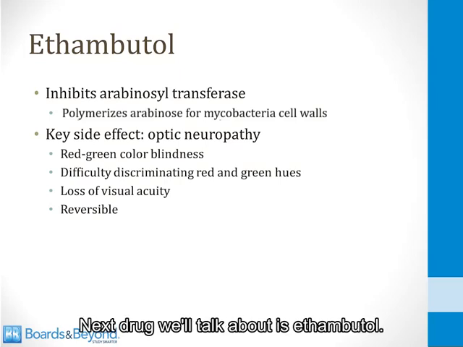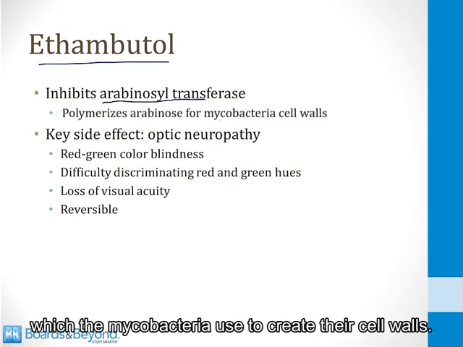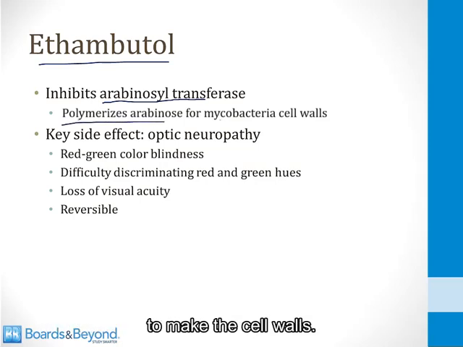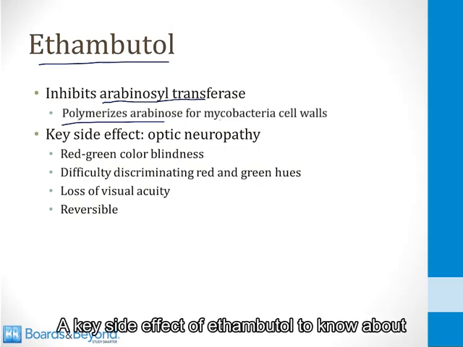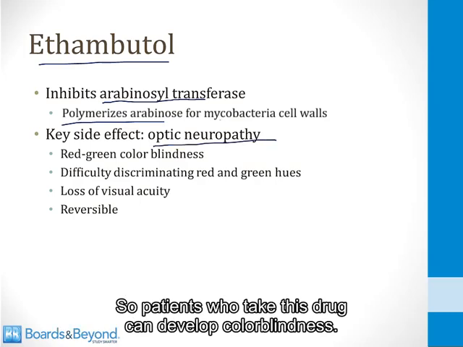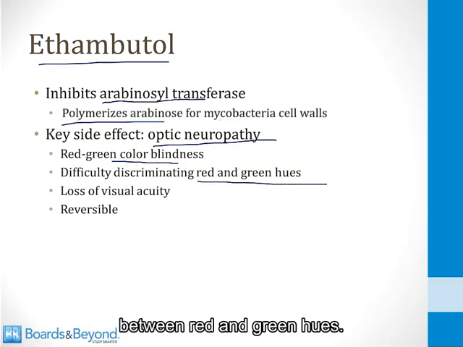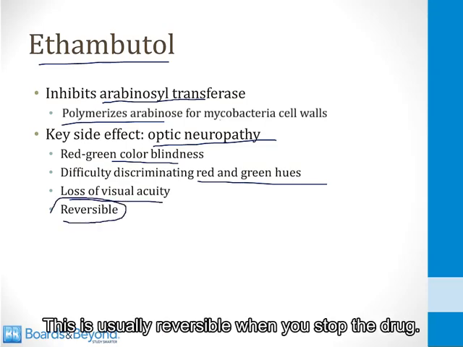Next drug we'll talk about is ethambutol. So this inhibits an enzyme called arabinosyl transferase, which the mycobacteria use to create their cell walls. This enzyme helps polymerize arabinose to make the cell walls. So by blocking that, you can kill the bugs. And a key side effect of ethambutol to know about is optic neuropathy. So patients who take this drug can develop color blindness. They can have difficulty discriminating between red and green hues. Sometimes they lose their visual acuity, and this is usually reversible when you stop the drug.